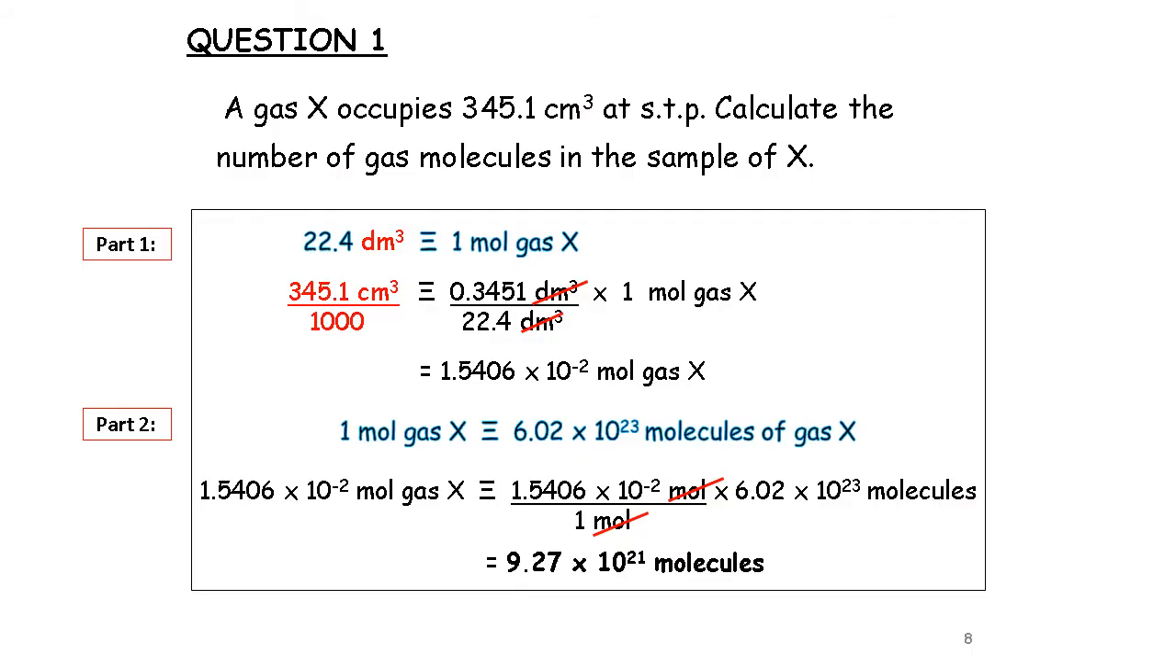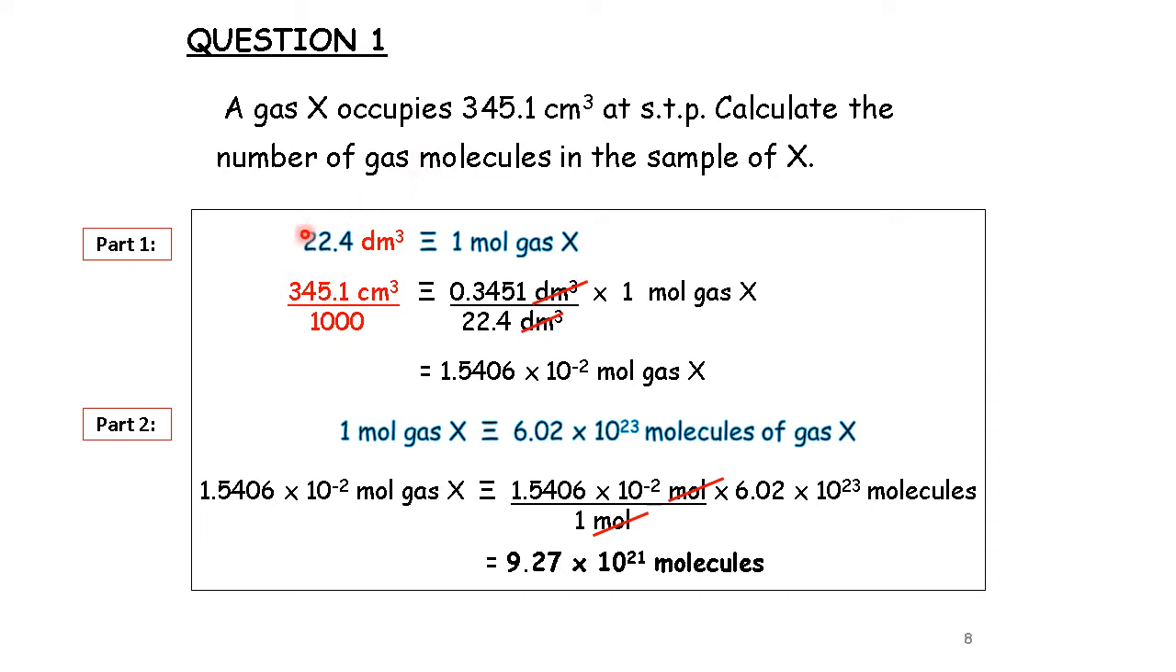Okay, let's look at the example question 1. A gas X occupies 345.1 cm3 at STP. Calculate the number of gas molecule in the sample of X. Meaning that we need to find the number of gas molecule. Okay, from volume, if you want to find the number of gas molecule, we need to get the number of mole first. So we must compare this volume with molar volume. STP means 22.4 dm3. Then only can proceed for second step to find the number of gas molecule.